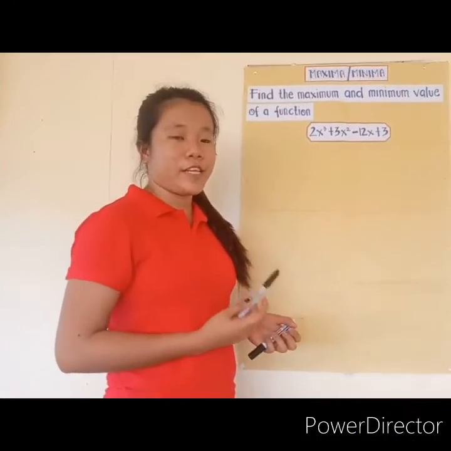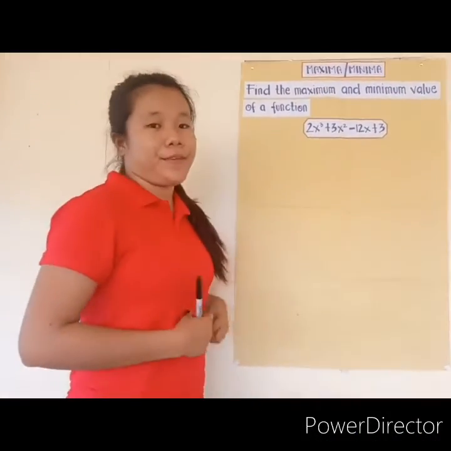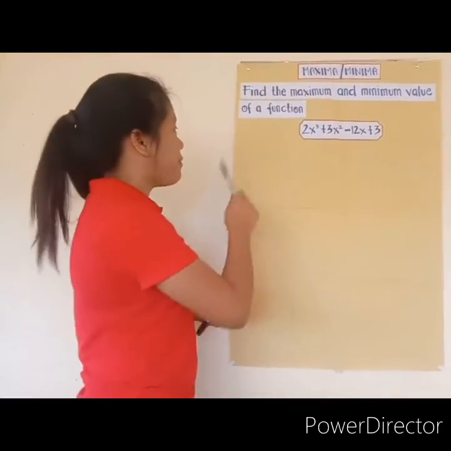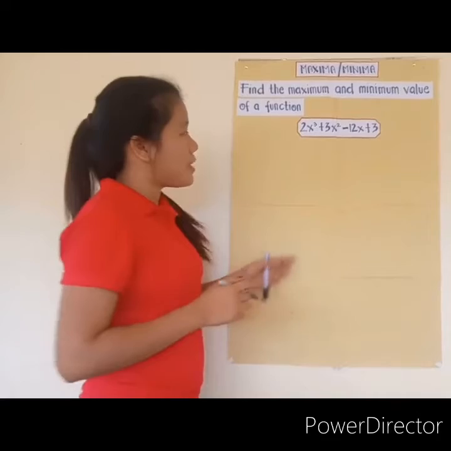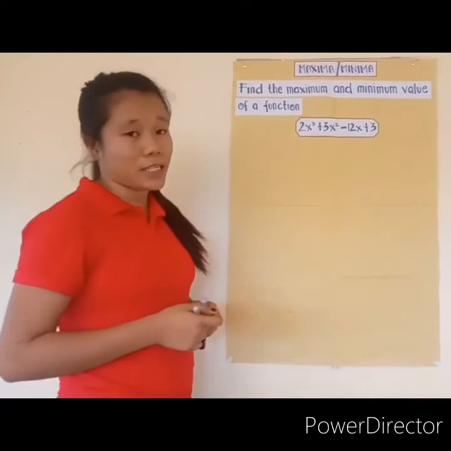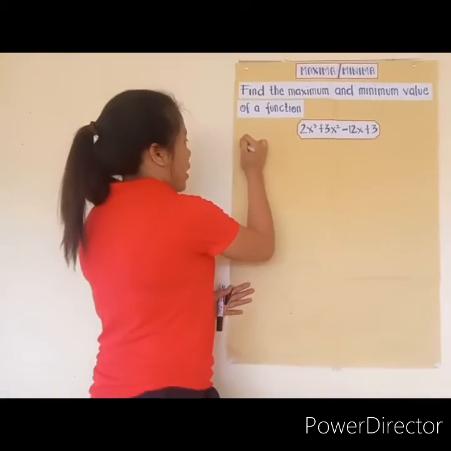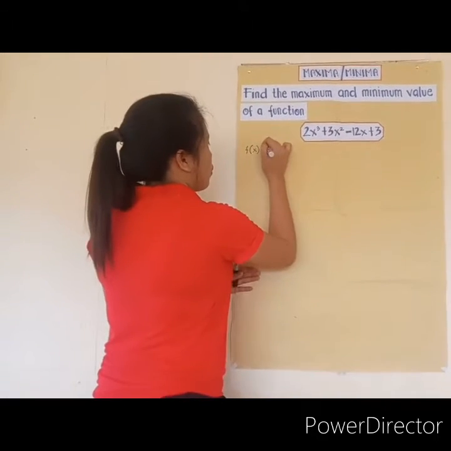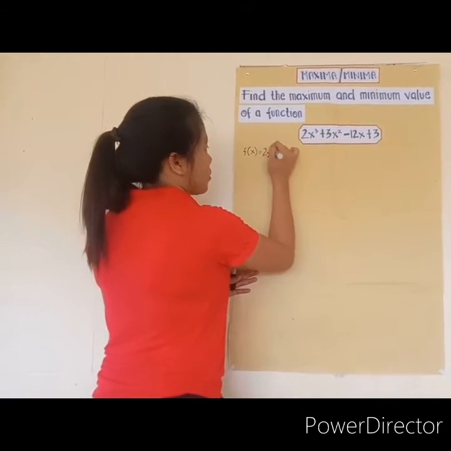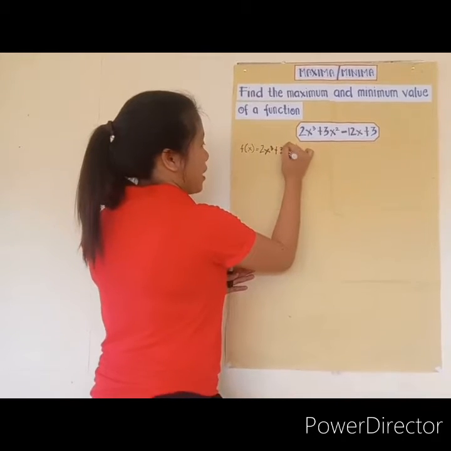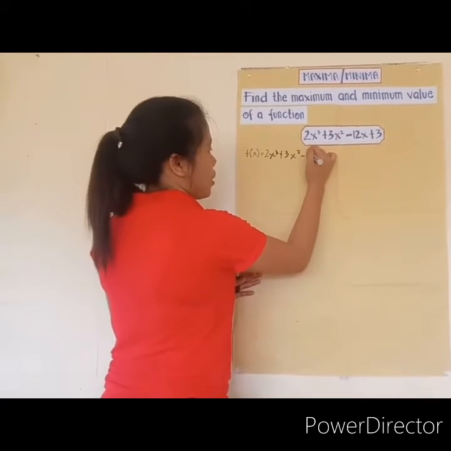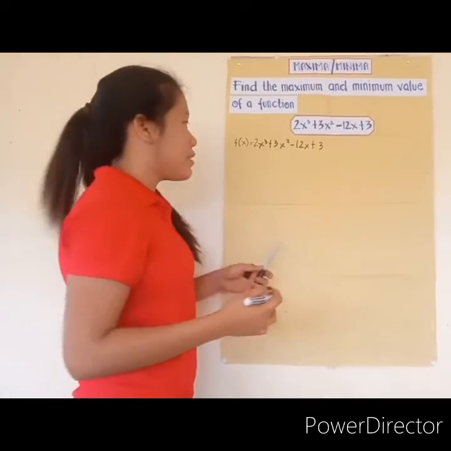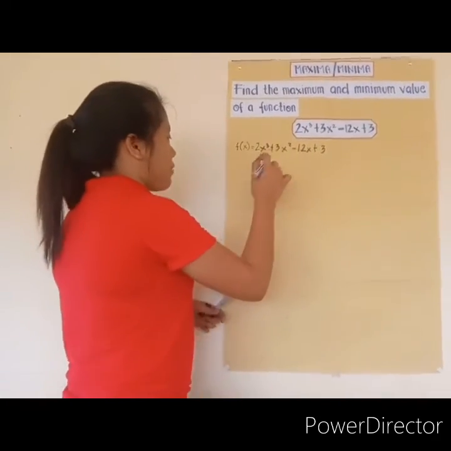So we have here an example of a maxima and minima problem. Our problem is to find the maximum and minimum value of a function, which is 2x cubed plus 3x squared minus 12x plus 3. So let f of x equal 2x cubed plus 3x squared minus 12x plus 3. And after that, let's get the derivative of this function.